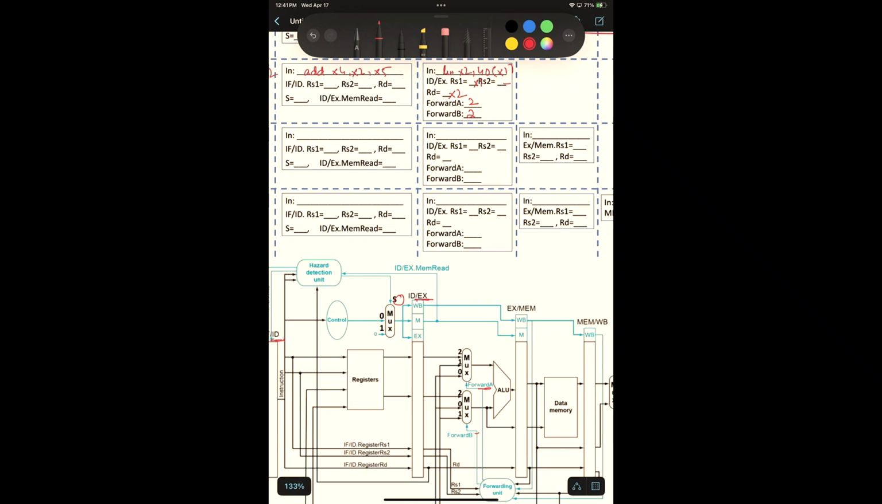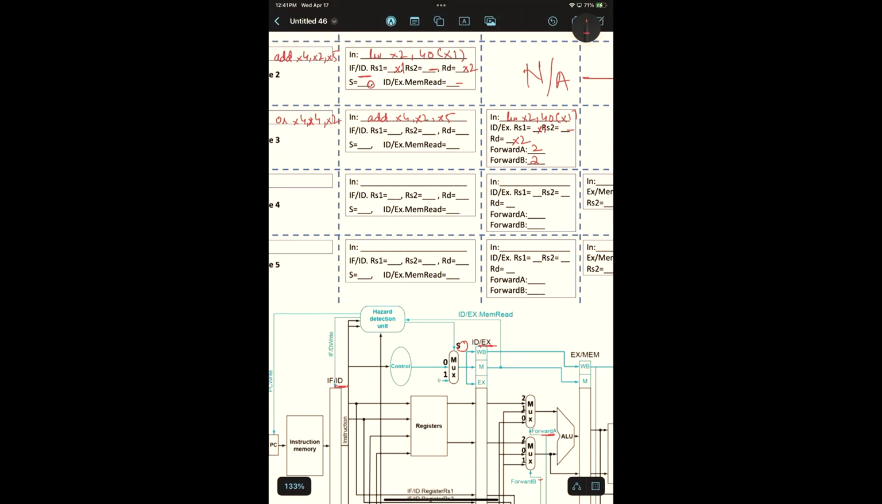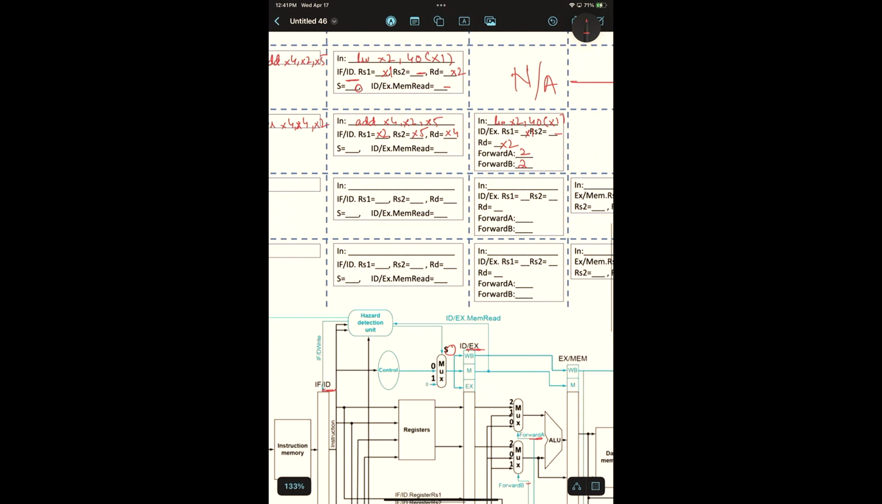Okay. Now see here, what about RS1, RS2 and RD in the add instruction? RS1 is x2, RS2 is x5, RD is x4. What is the value of IDX.memRead? So IDX memRead value is, hold on, what is the value of IDX memRead?